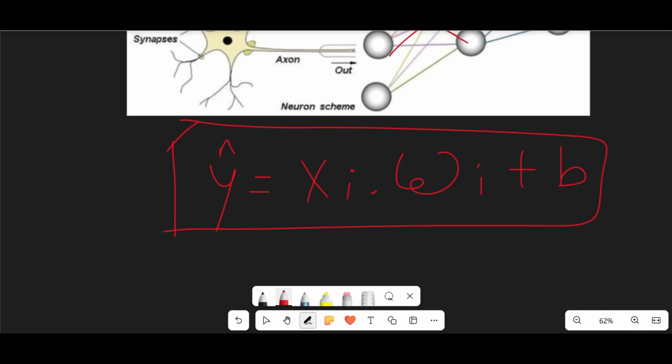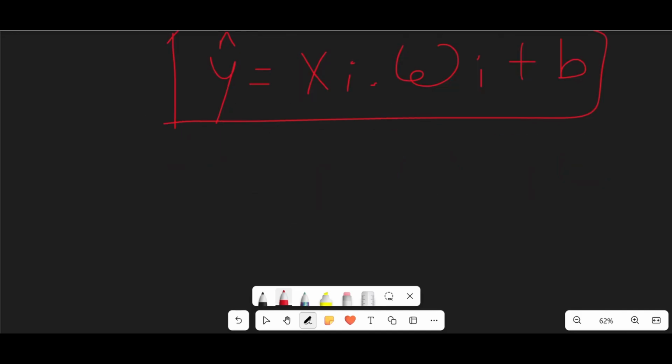After that, the result goes through something called an activation function. The activation function decides what the final output should be. Finally, the neuron gives an output. This output can be the final answer, or it can be passed to another neuron. Let's understand this with a simple example.